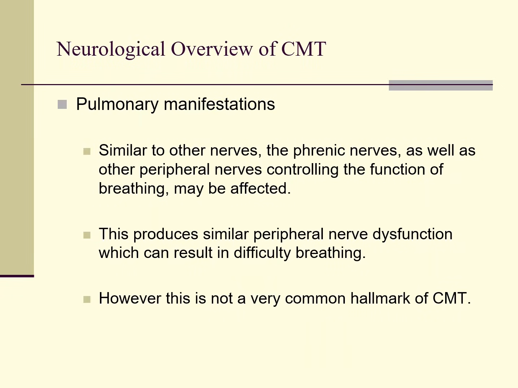This is where I come in, and this is where the pulmonary problems come in. As it affects the nerves in the lower extremities and the upper extremities, it can also affect the nerves that are used for breathing. So these are the nerves that affect the intercostal muscles, which are the muscles in between the ribs, the muscles in your neck, and the most important ones, the phrenic nerves. The phrenic nerves are the nerves that run down to your diaphragm, controlling diaphragm function. Again, as mentioned before, this causes peripheral nerve dysfunction, which can result in difficulty breathing.